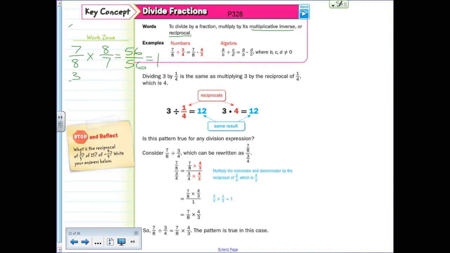3/4 and 4/3 are reciprocal fractions, because when you multiply across, 3 times 4 is 12, 4 times 3 is 12, 12 over 12 equals 1. So reciprocal fractions, when multiplied together, equal 1. Now, with that, we're going to be able to use that to help us divide today.